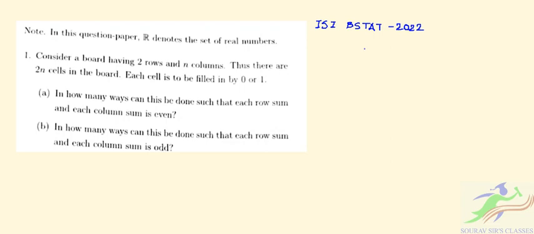In A it is stating: in how many ways can this be done such that each row sum and each column sum is even, and in B it is saying: in how many ways can this be done such that each row sum and each column sum is odd. So we have 2 rows. First create 2 rows and n columns. So our 2 rows will look like this.